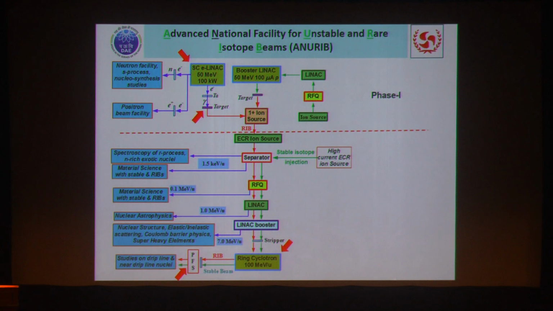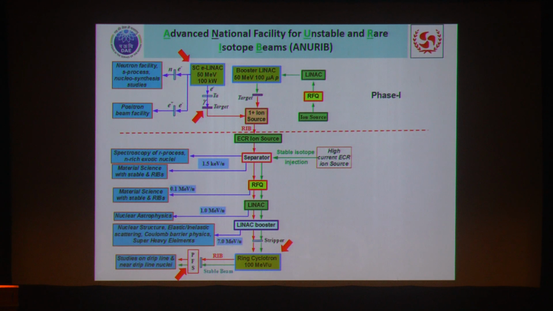As a natural extension of this, we came up with the idea of a large-scale RIB facility. Because with our present room temperature cyclotron, we really cannot produce many radioisotopes. We need very high intensity, and you need very dedicated accelerators for that. So that plan is shown here.